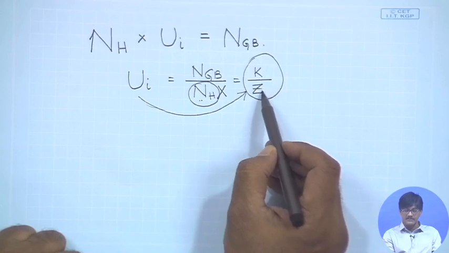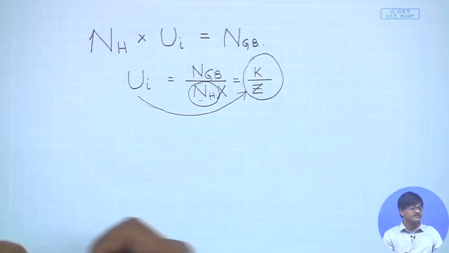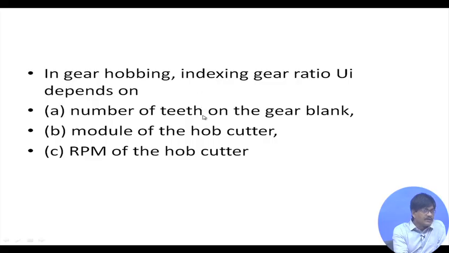Does it depend upon Z? Yes. If you are cutting a different number of teeth, you will find that UI will change. So let us come back to the problem. Does it depend upon the number of teeth on the gear blank? Yes. Module of the hob cutter? Well, K by Z did not contain the module of the hob cutter. RPM of the hob cutter, just now we showed that the RPM of the hob cutter is not going to affect it. It is only equal to K by Z. Therefore, the correct answer is the number of teeth on the gear blank.